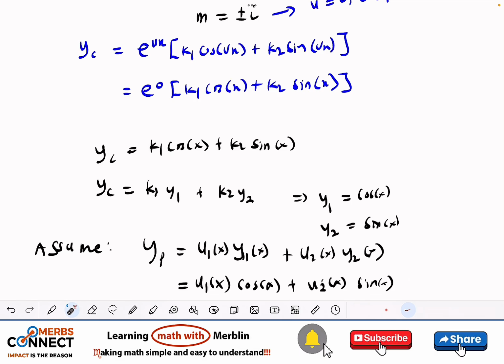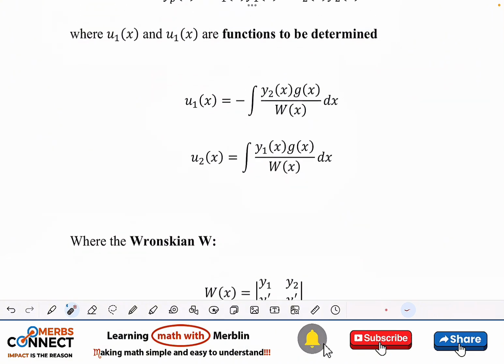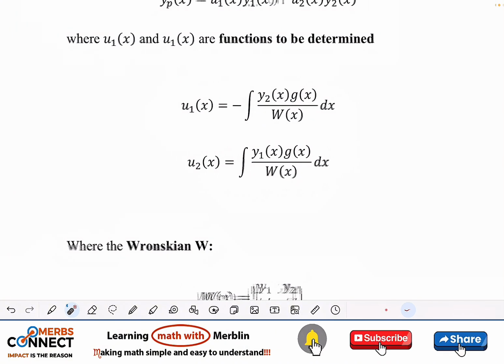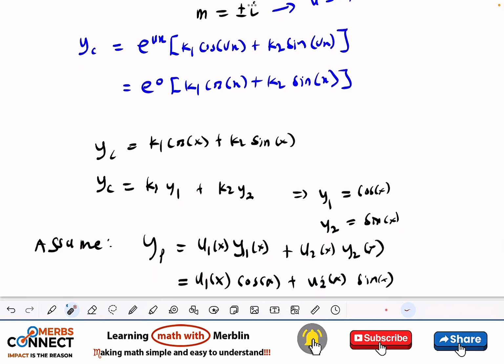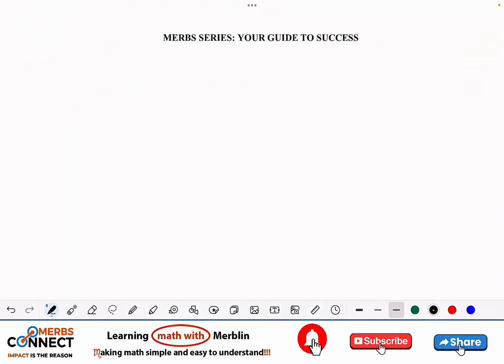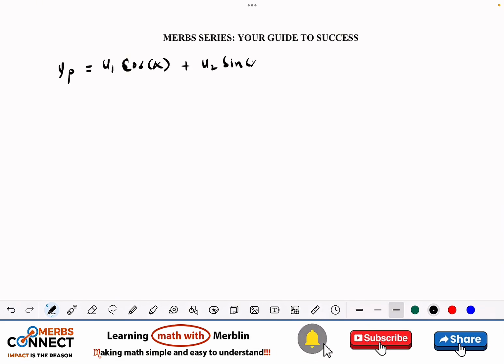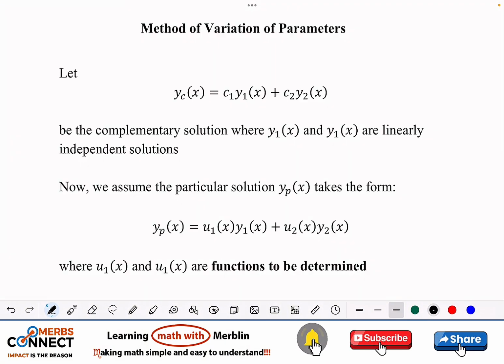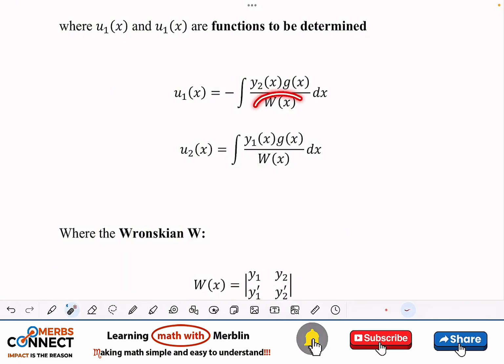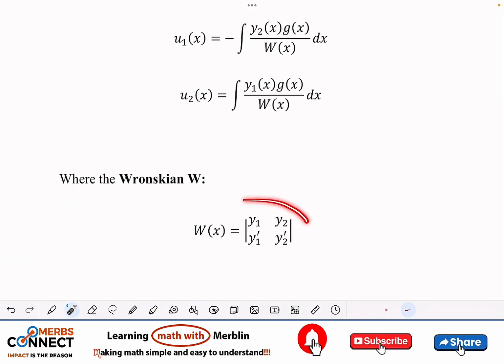So what we are going to do is look for u1 and u2 using this formula right here to determine it. Let's write the formula down. Let me write the particular solution here: yp is equal to u1 cos x plus u2 sin x. Now we know that y1 is equal to cos x and y2 is equal to sin x. Before we use the formula, we need the Wronskian, so we need to find a Wronskian.